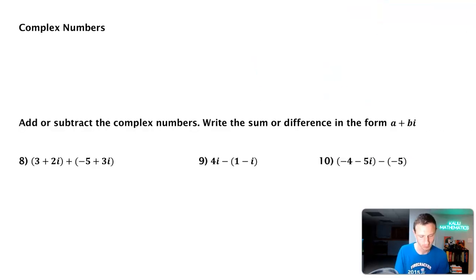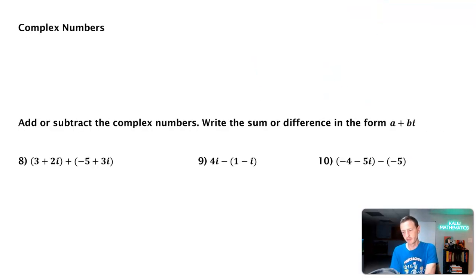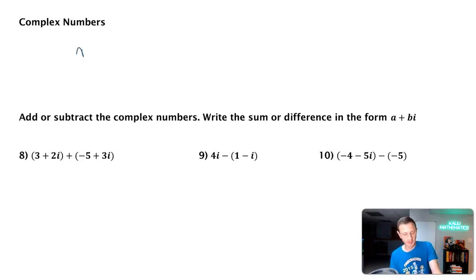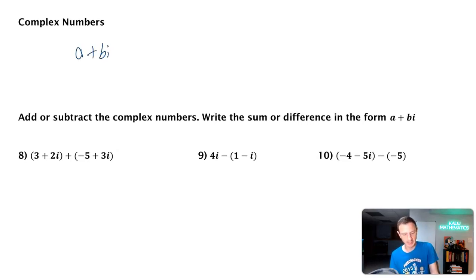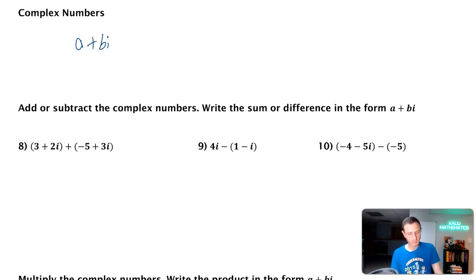Let's move on. So complex numbers. A complex number is a number that can be written in the form a plus bi. So it's more of just a form where you have that i, and a and b are both real numbers, but then we have that introduction of i. We want to add or subtract the complex numbers and write the sum or difference in the form a plus bi. So we have 3 plus 2i plus negative 5 plus 3i.